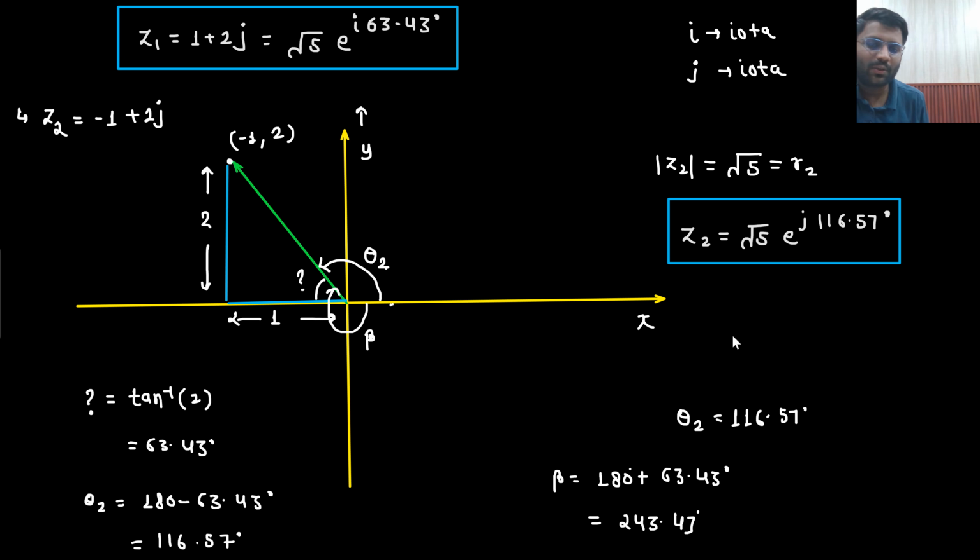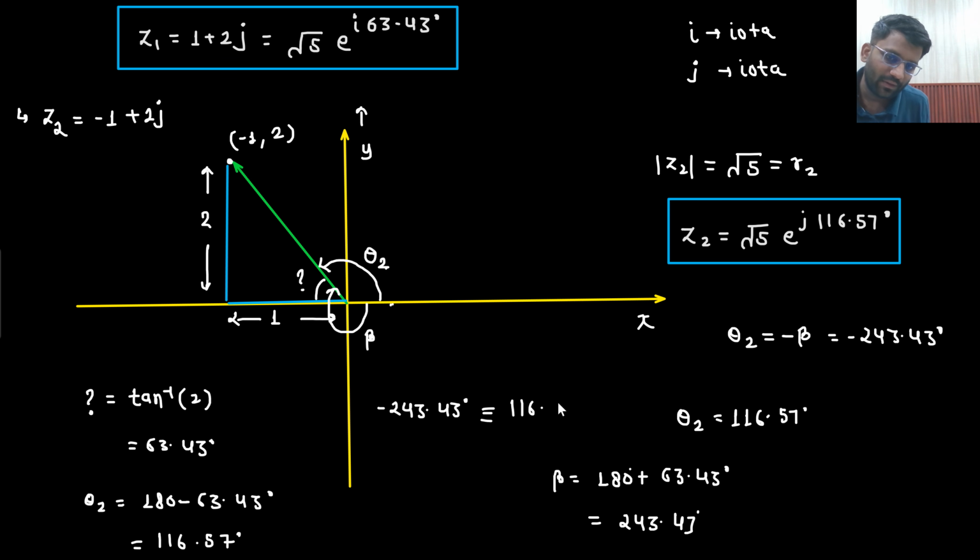So is your theta 2 equivalent to beta only? No, it is equivalent to minus beta. Why is that so? Because you are measuring the angle made with the x-axis in the clockwise direction. In the anti-clockwise direction the angle will be positive, but in the clockwise direction the angle will be negative. What is the answer that you are getting? That is minus 243.43 degrees. So basically what I mean to say is that minus 243.43 degrees is equivalent to 116.57 degrees. Are you able to understand this point?